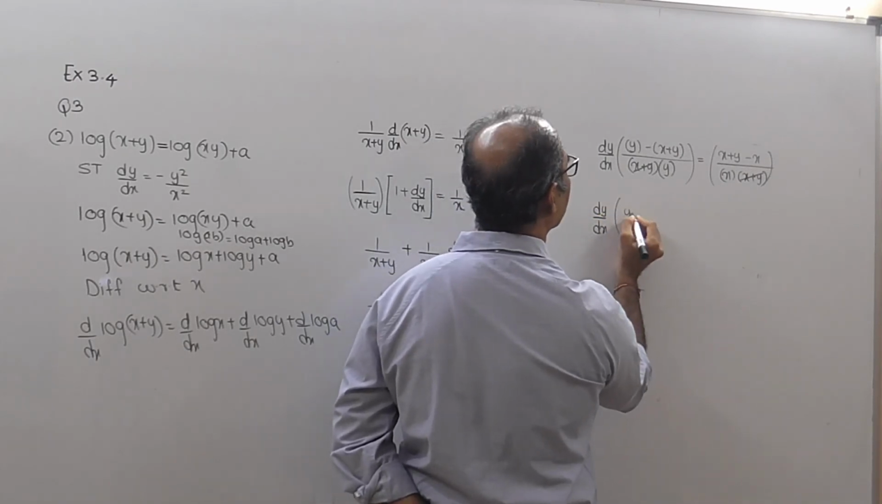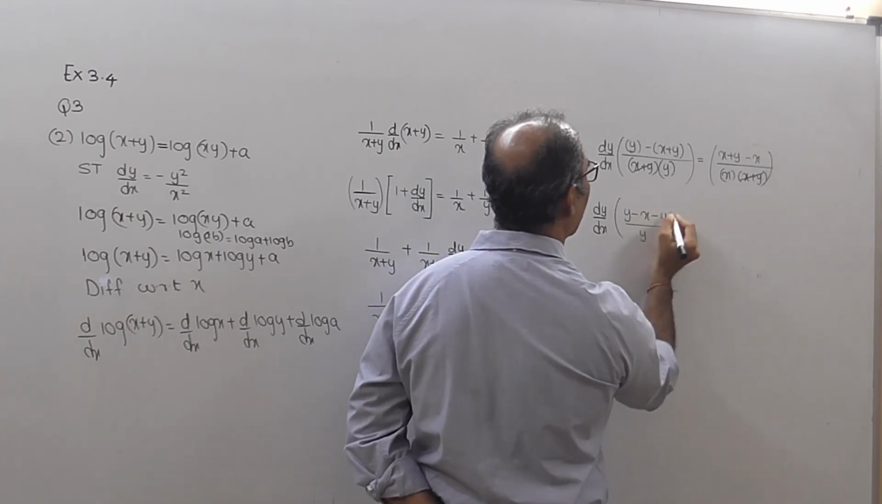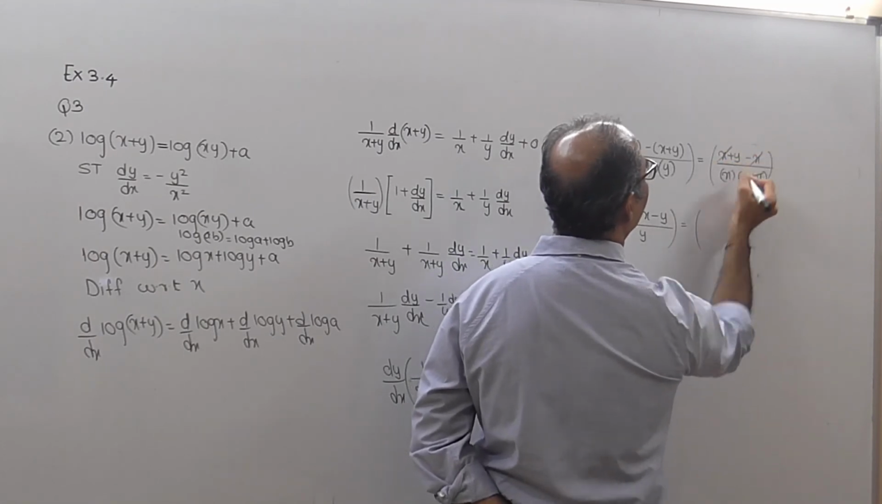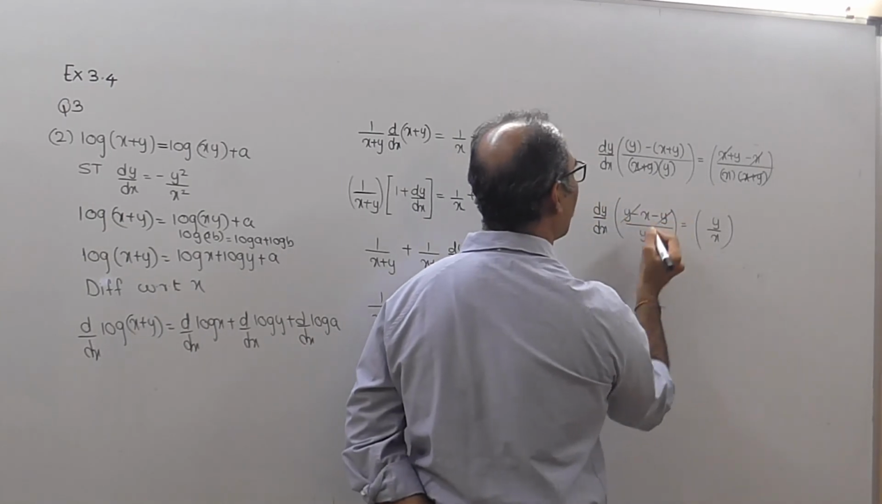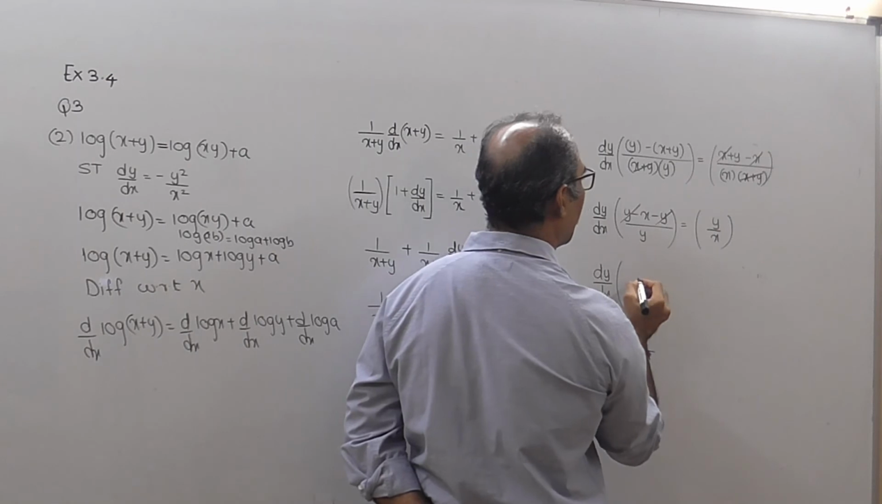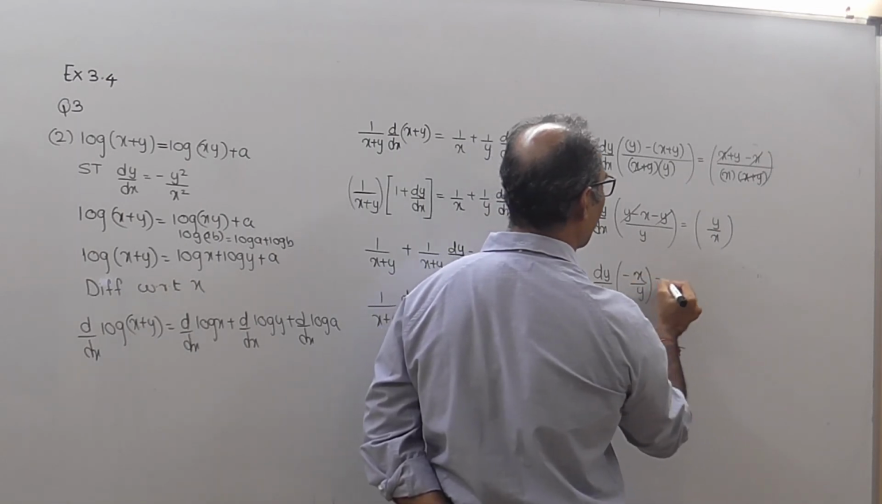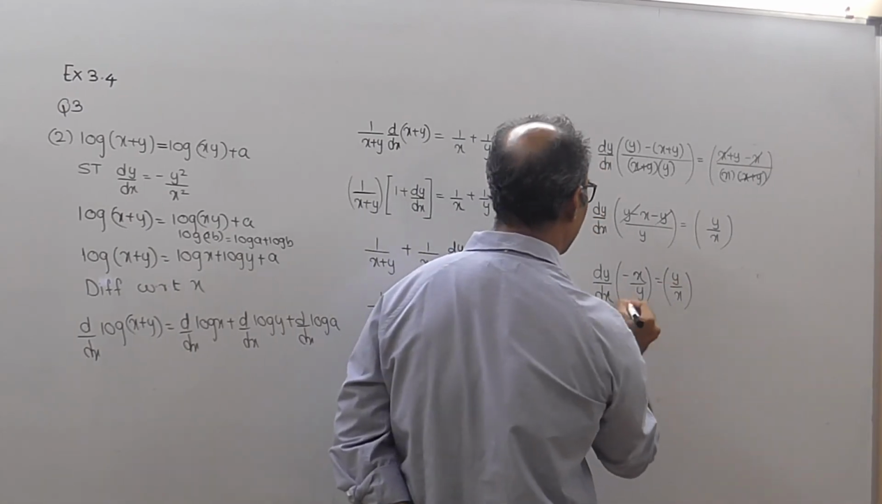dy by dx into y minus x minus y upon y. This is nothing but, I think we can cancel plus x and minus x, you get y upon x. Plus y minus y will also cancel. So you get dy by dx into minus x upon y, that is equal to y upon x.